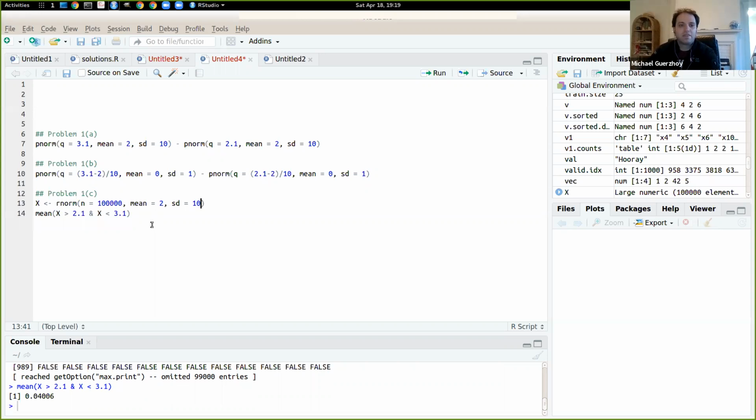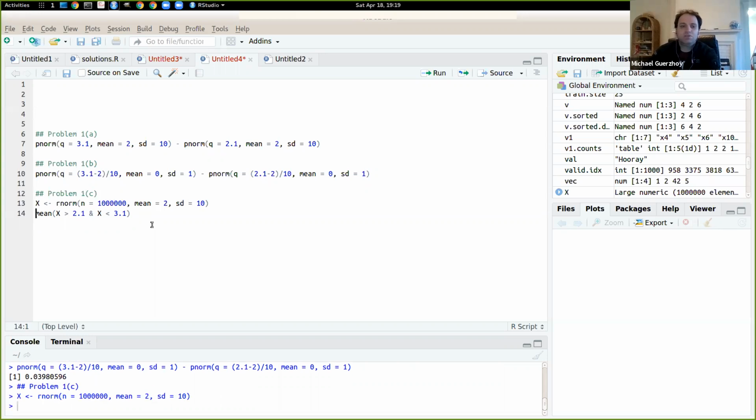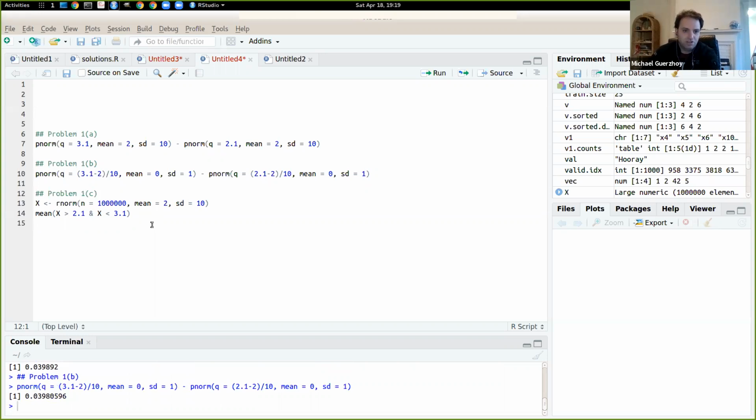So with 100,000 samples, we got 0.0406, which is not quite right. So if you increase the number of samples, you likely will get something that's a little bit closer. Although in this case, we actually, no, yeah, so this is a little bit closer still.